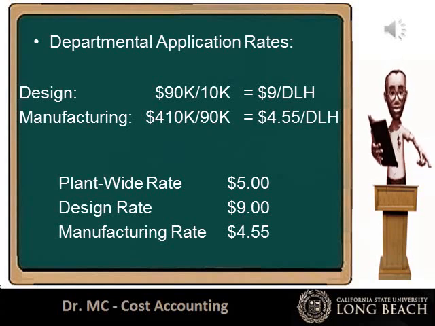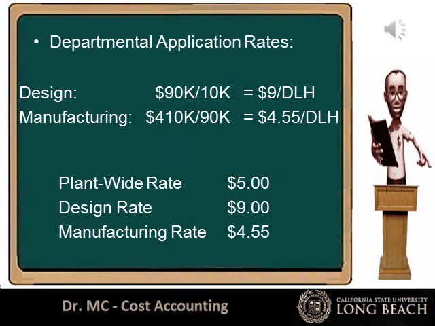When the firm calculated the application rate for the design department, it divided the design department's overhead costs of $90,000 by the design department's 10,000 direct labor hours to get a department overhead rate of $9 per direct labor hour. When the firm calculated the application rate for the manufacturing department, it divided the manufacturing department's overhead costs of $410,000 by the manufacturing department's 90,000 direct labor hours to get a department overhead rate of $4.55 per direct labor hour.